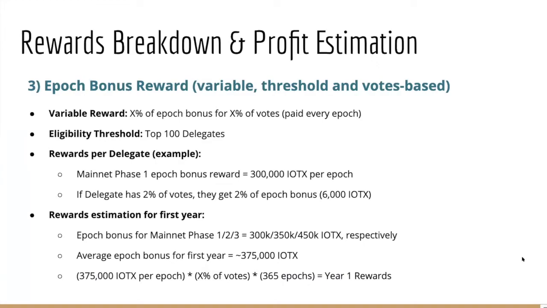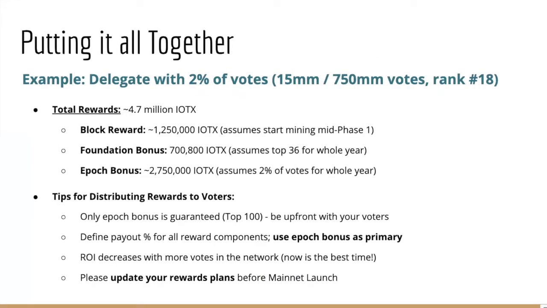So, putting it all together, I just wanted to give you an example of a delegate with 2% of all the votes. Right now, since there are 750 million votes, that's around 15 million, and currently ranked number 18 on the list. For the block rewards, they wouldn't mind for maybe at least the first 6 weeks, because they're ranked number 18 and they need to be gradually replaced with robo delegates.